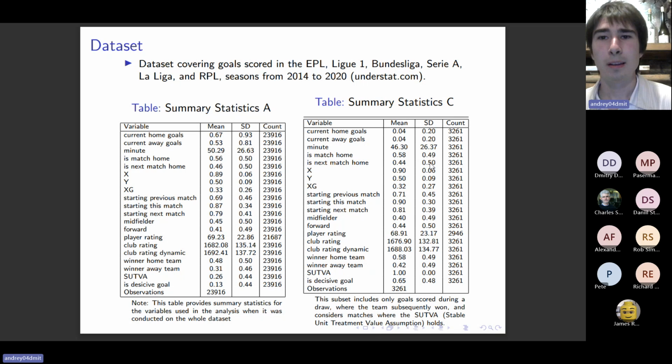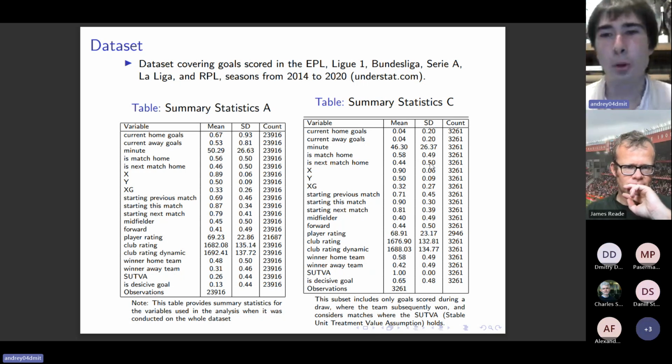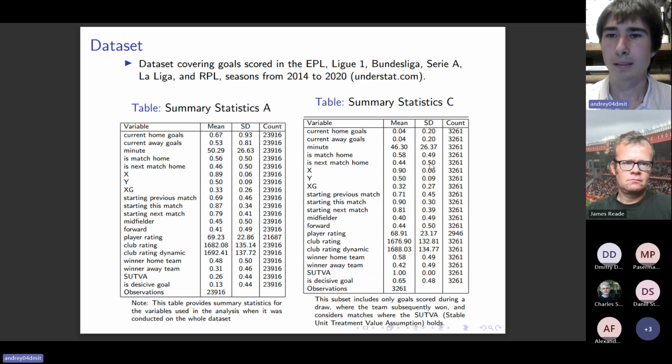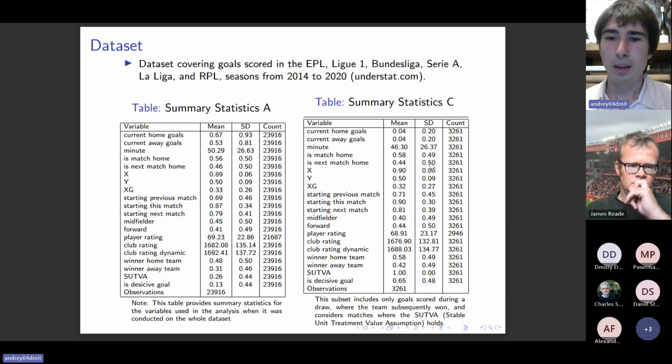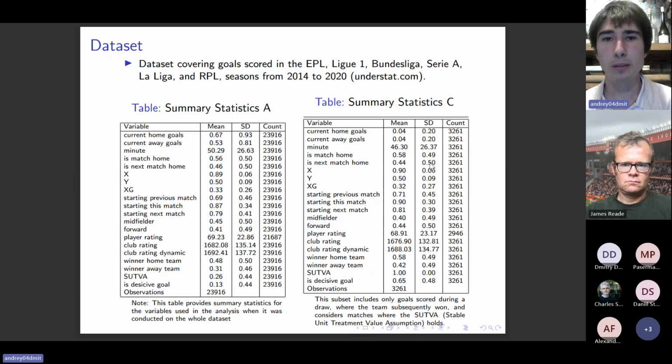The table on the right is a subset, and this subset is organized in the following way, so to conduct an analysis on the effect of a decisive goal. I'll explain to you later why we take all these subsets. But for now, as a spoiler, you can see that in the right subset, we're using only goals scored where there was a draw, for example, 2-2 or 1-1 or 0-0. The team subsequently won. So a player scored a goal and his team subsequently won the match. And in this subset, we consider only matches where the SUTVA, stable unit treatment value assumption, holds. I'll give you an explanation of what the SUTVA means in the causal inference section, so everybody will understand what we're talking about.